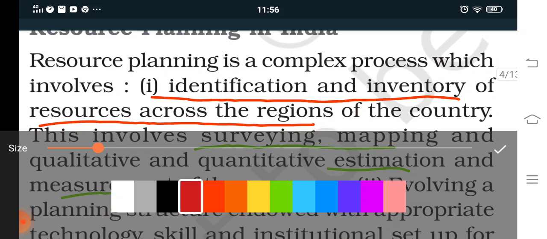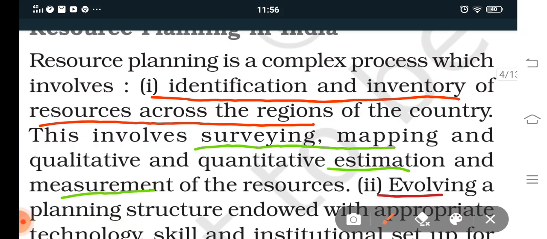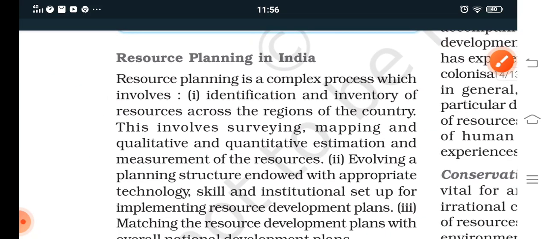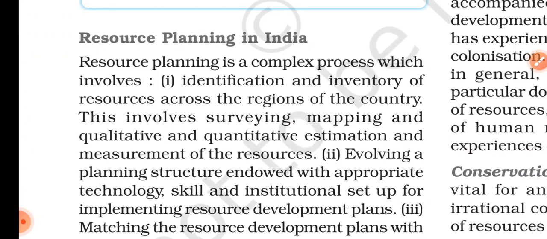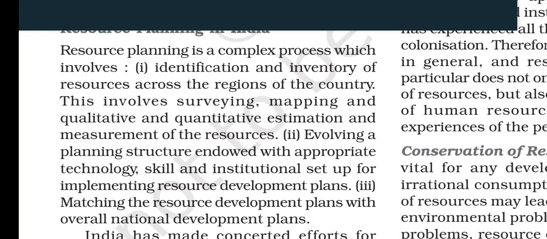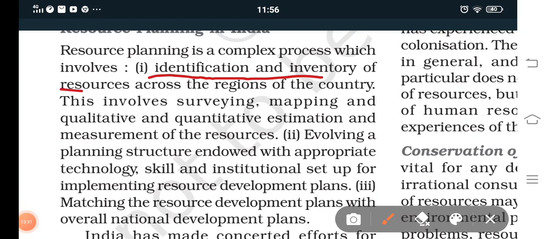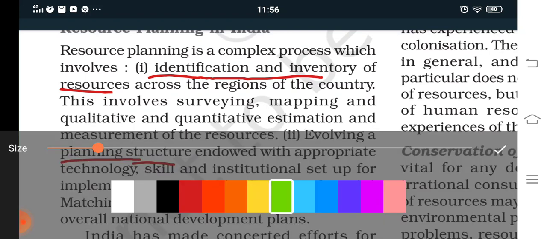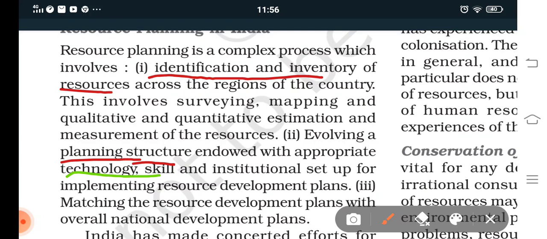Okay. Then, step number two is evolving a planning structure, so you have to plan a structure. First, you have to identify and take inventory of the resources. Then you have to make a planning structure. Okay, and how will you do that? Through your technology, your skills, through your institutions. And then, step three, you have to match the resource development plans with overall national development plans.